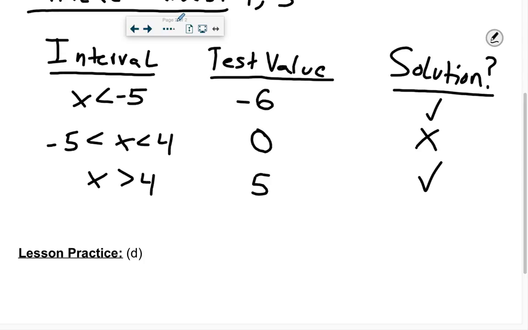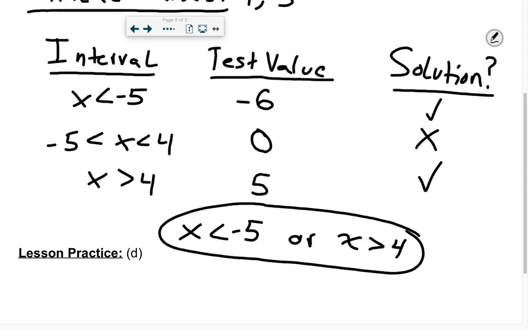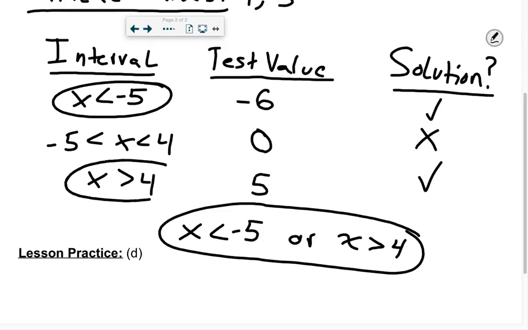-6 and 5. Yes and no. Okay, we did find -6 to be true, and we found 5 to be true. But we need to be more specific, because it's not just -6 and 5. Tanner? X is less than -5 and then x is greater than 4. Again, it's an inequality, so it's the intervals. We could have x less than -5. We could also choose an x that would happen to be greater than 4. We're going to practice the same procedure, working with problem D.